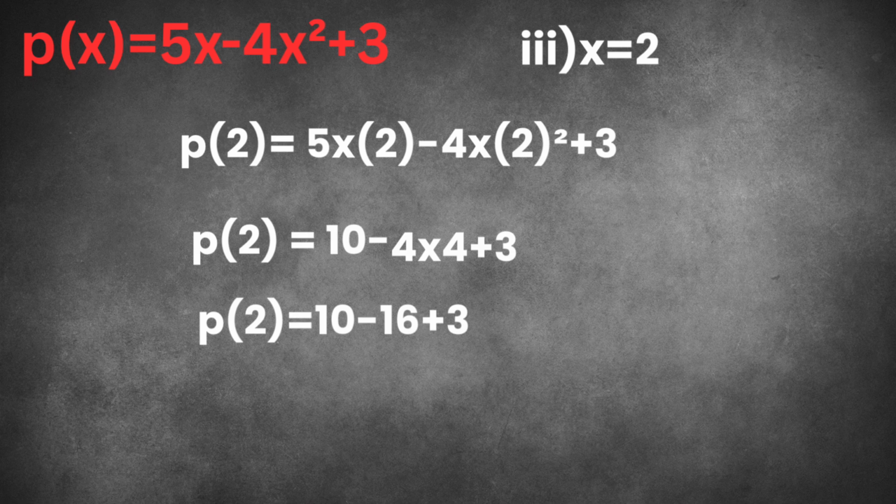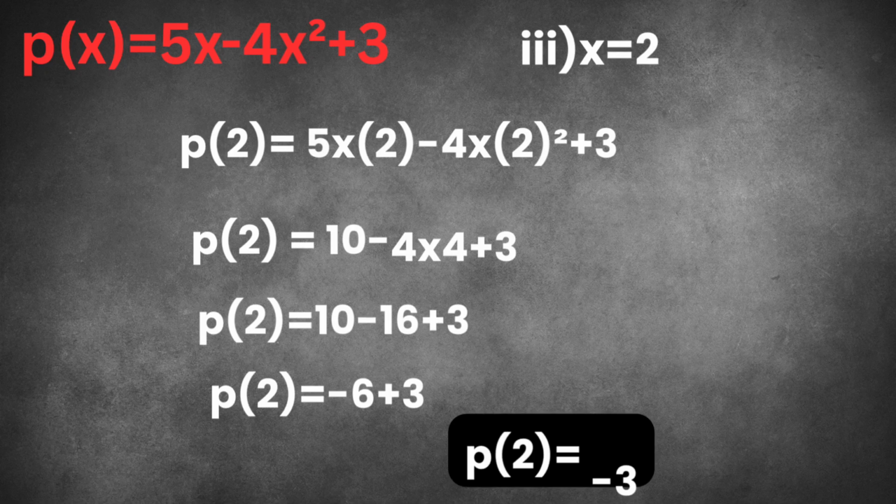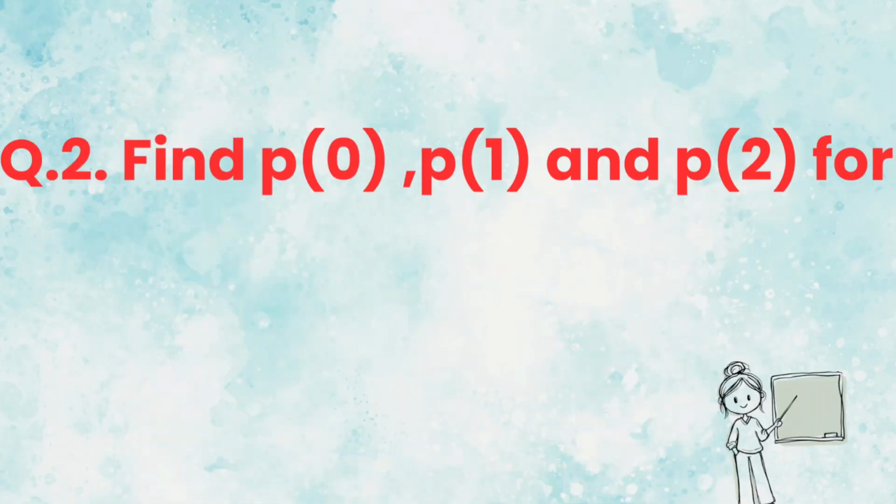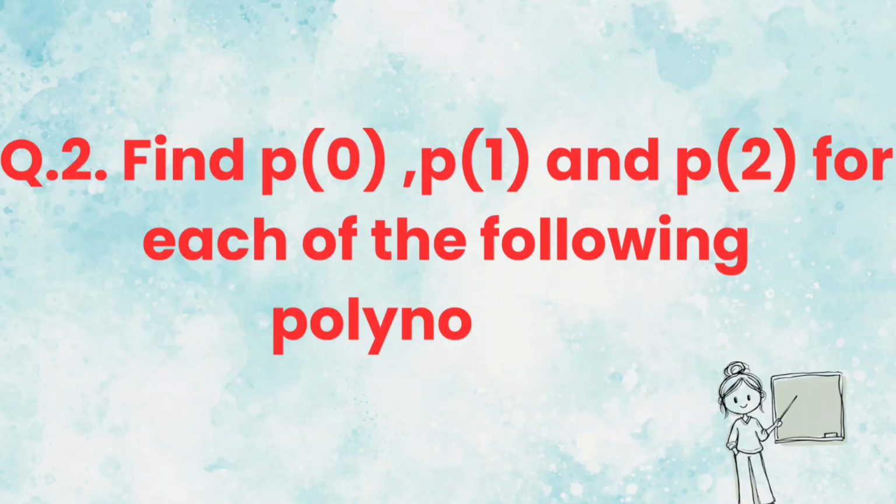Now p2 equals to 10 minus 16 will be equals to minus 6 plus 3. Then p2 will be equals to minus 3. So the value of p2 is minus 3. Question number 2 is find p0, p1 and p2 for each of the following polynomials. Let's solve the first question.